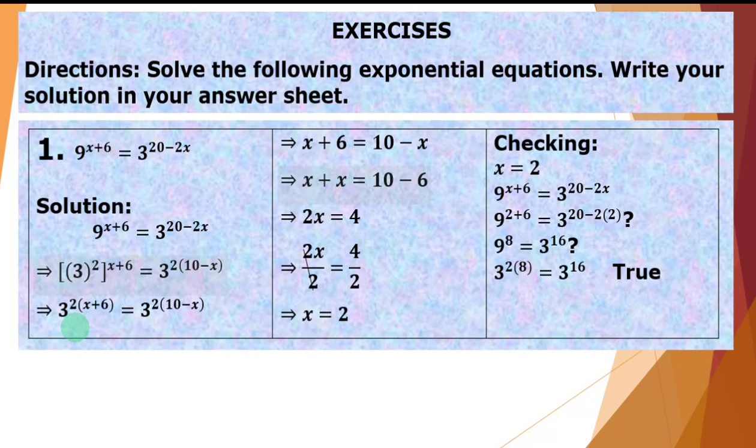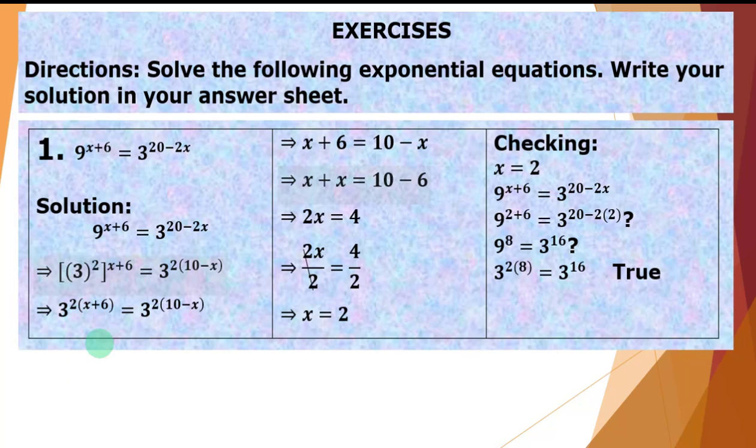Then, simplifying the left-hand side, we have 3 raised to 2 times the quantity x plus 6 is equal to 3 raised to 2 times the quantity 10 minus x. The goal is to have these two expressions on the left and right-hand side share a common base. In this case, the common base is 3. So since they are already in a simplified form with a common base of 3, then we can equate their exponents.